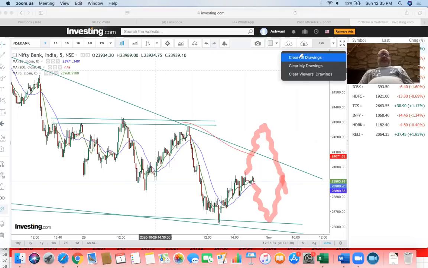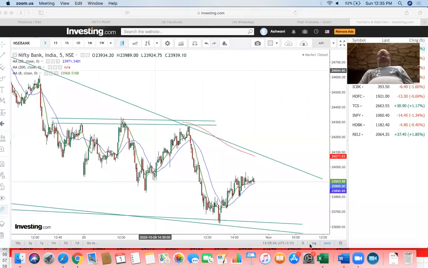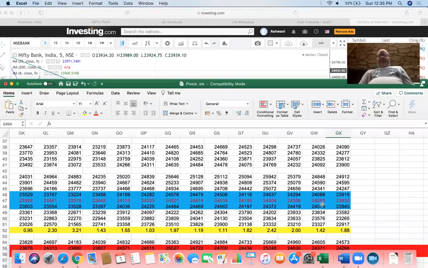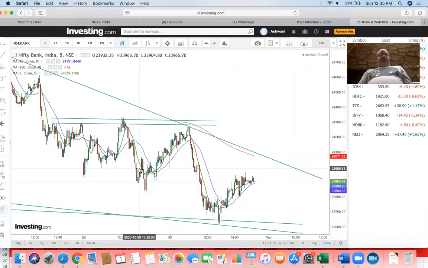Again, the hint for this is given by the pivots of Bank Nifty. Thursday's pivot was higher, Friday's pivot was 24,083. Monday's pivot is 23,930, hardly 100 points away. Even the lows were hardly 200 points off. So what this means is that each sell-off is not taking the Bank Nifty as low as the previous one.